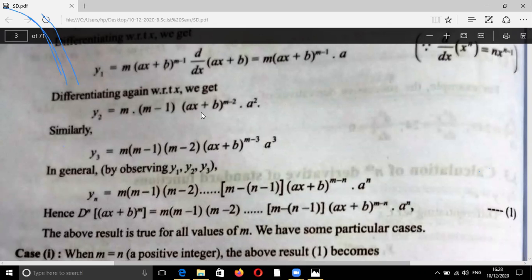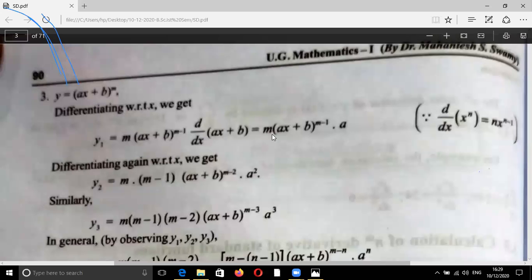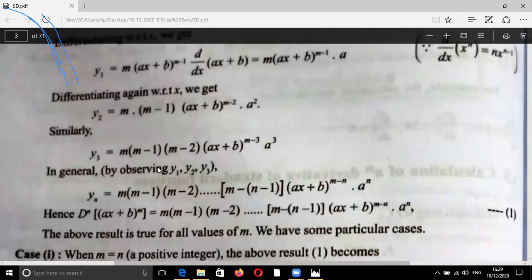Similarly here, y2 equals m into m minus 1 times (ax plus b) to the power m minus 2, you got here a square. Y3 is there, you got here a cube. Y3 means 3 components, m into m minus 1 into m minus 2 times (ax plus b) to the power m minus 3 into a cube. By now you see y1, y2 and y3.